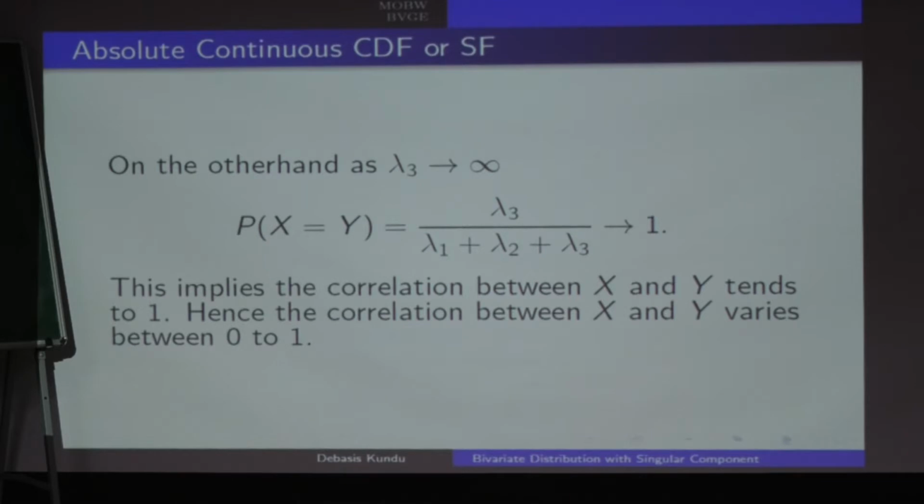And if you take lambda 3 goes to infinity, keeping of course lambda 1 and lambda 2 fixed, then the probability X is equal to Y, which is nothing but this one, goes to 1. Which basically means that the correlation always lies between 0 and 1.